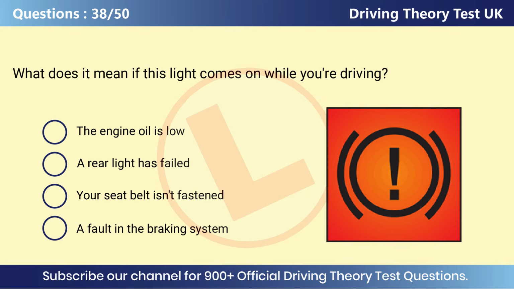Question 38. What does it mean if this light comes on while you're driving? A. The engine oil is low. B. A rear light has failed. C. Your seatbelt isn't fastened. D. A fault in the braking system.